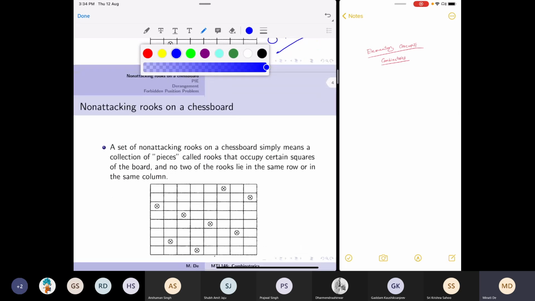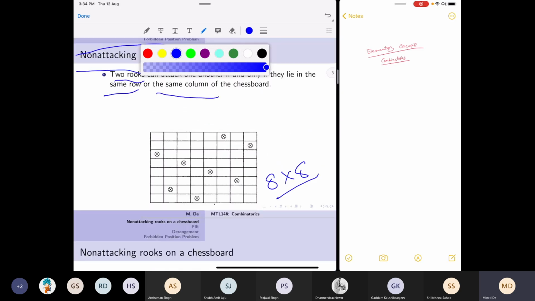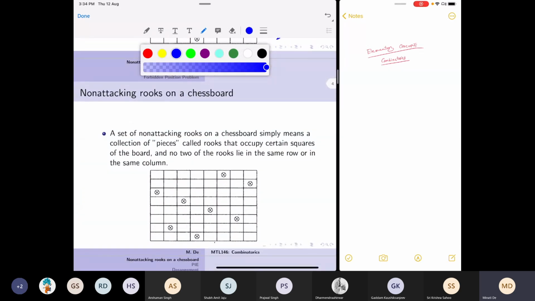So in other words, we are now going to define what non-attacking rooks on a chessboard are. A set of non-attacking rooks on a chessboard simply means a collection of pieces, nothing but rooks, which occupy certain squares on the board such that no two of the rooks lie in the same row or in the same column. So for example, this is one example of a configuration which is a non-attacking position for all the rooks. You can check it.